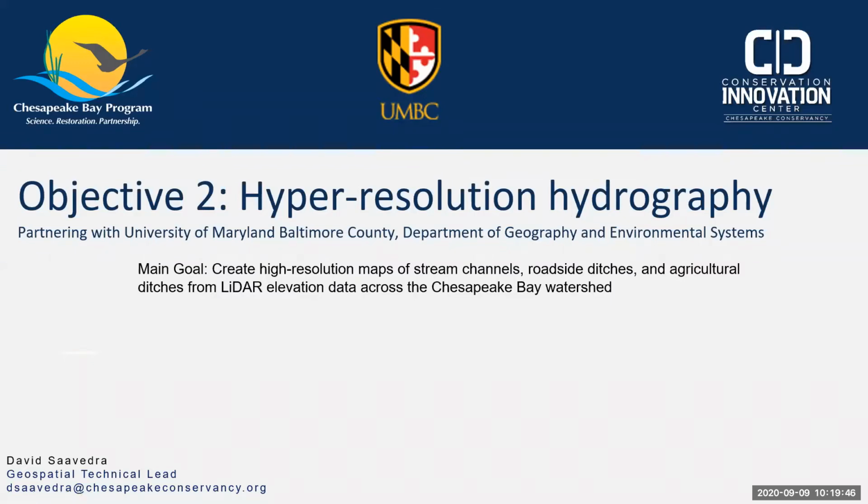We're partnering with the University of Maryland, Baltimore County, specifically Dr. Matthew Baker of the Department of Geography and Environmental Systems. And the goal of this objective is to create high-resolution maps of stream channels, roadside ditches, and agricultural ditches from LiDAR elevation across the Chesapeake Bay watershed.